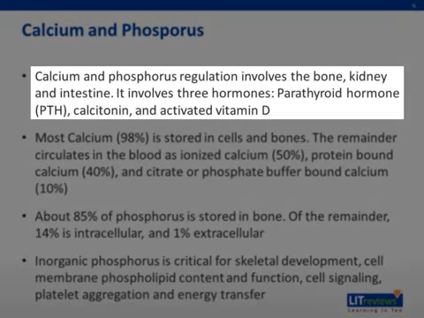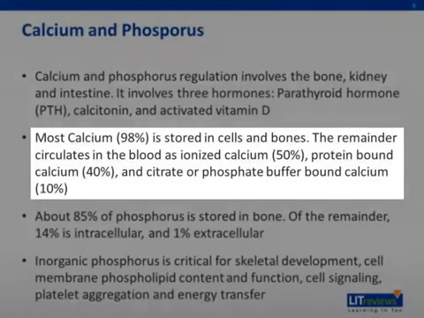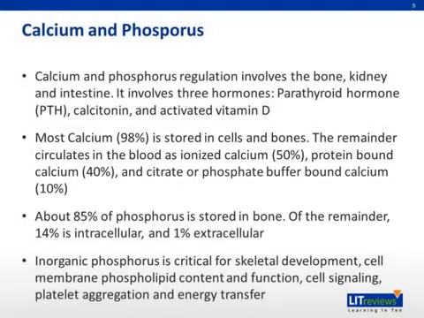Calcium and phosphorus regulation involves three tissues, namely the bone, kidney, and intestine. It also involves three hormones: PTH, calcitonin, and activated vitamin D. About 98% of calcium is stored in cells and bones. The remainder circulates in blood as ionized calcium in 50%, bound to proteins such as albumin in 40%, and bound to citrate or phosphorus buffers in 10%.